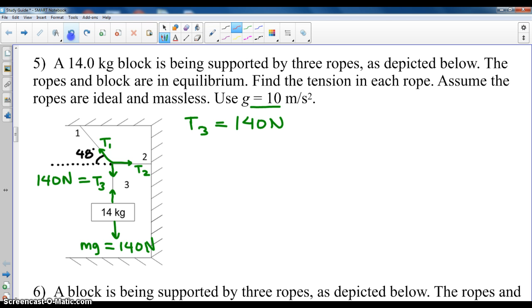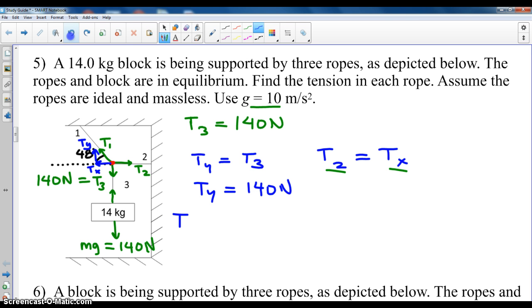We can't find T2 yet. We're going to be balancing forces at the intersection I just drew. The left force is T1x, or Tx, whatever you want to call it. And the up force at the intersection is Ty. So we know Ty balances T3, the down force at the intersection. And we know T2 balances Tx, the x component of T1. We don't know this or that, so we can't start with that equation. We have to start with this one. So Ty is unknown, but T3 we have. It's 140.